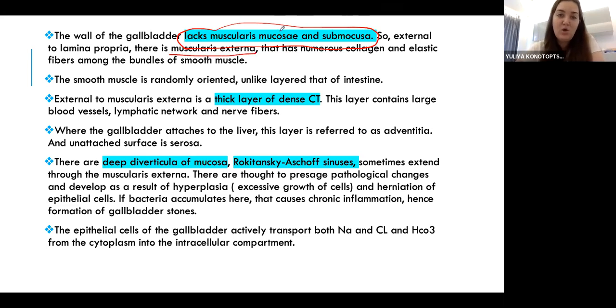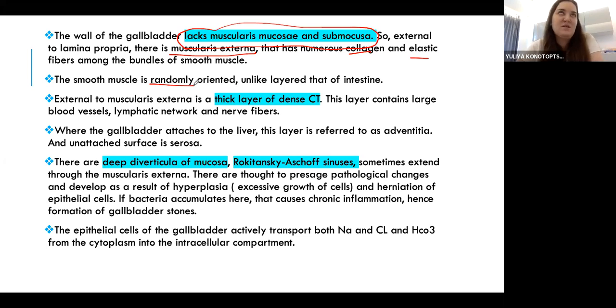Okay, so remember this, they always test you on this. There is no muscularis mucosa, there is no submucosa. And the muscularis externa of the gallbladder is very interesting because it does not only have smooth muscle cells, it also has a bunch of collagen and elastic fibers, which are intertwined between these smooth muscle cells. Randomly oriented, you cannot see the layers.